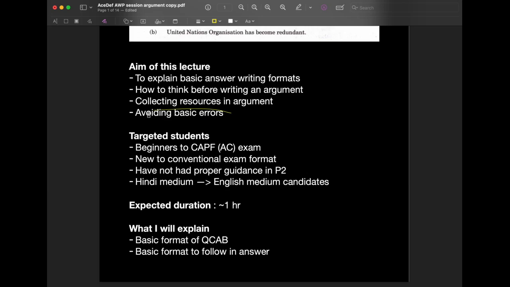Avoiding basic errors. This is something I focus on; my lecture series are kind of niche in teaching what is not to be done. The targeted students are beginners to the CAPF exam. If you're brand new, if you haven't prepared previously, this is the place to begin. If you're new to the conventional exam format, you have cleared some other exams, or you are already in service, or an ex-serviceman candidate, then this is for you. If you have never had proper guidance in P2, you prepared P1 but could not find a good mentor for P2, this is for you.